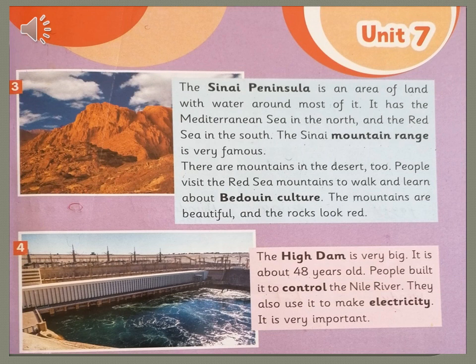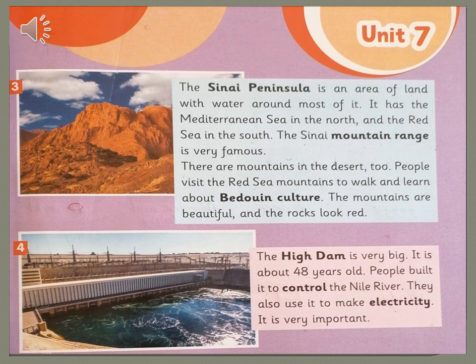The fourth place we have is the High Dam. The High Dam is very big. It is about 48 years old. People built it to control the Nile River. They also use it to make electricity. It's very important.